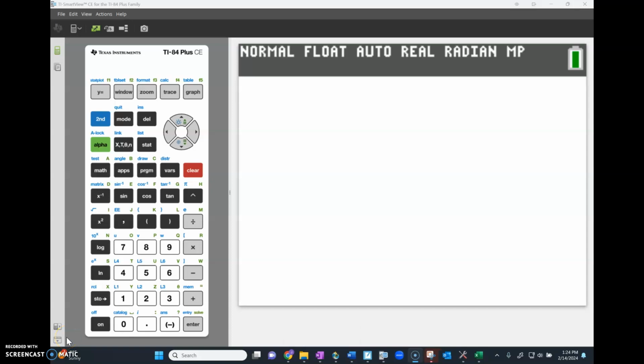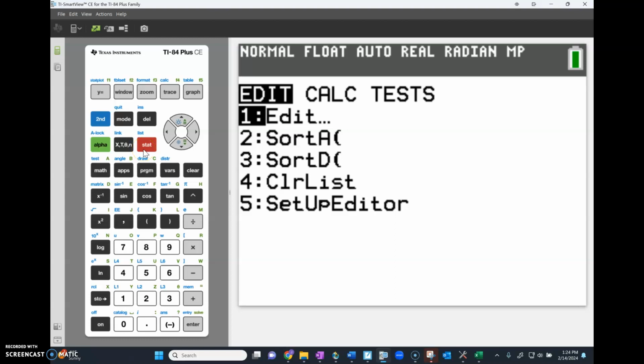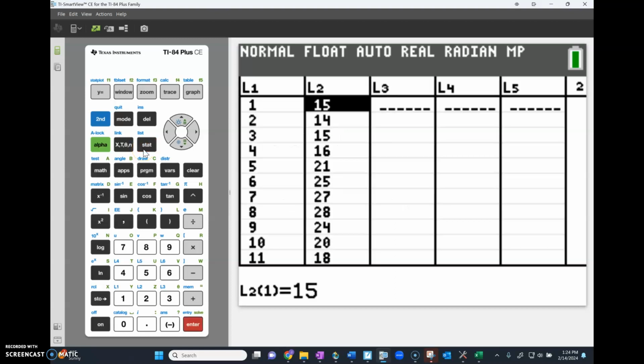Alright, so today we're going to go ahead and look at doing a regression, a sinusoidal regression. We've done a bunch of different types of regressions in the past. What's nice is that it's pretty much the same process here. So we're going to start out by going under Stat, and Edit. So we're going to go ahead and put in our data.